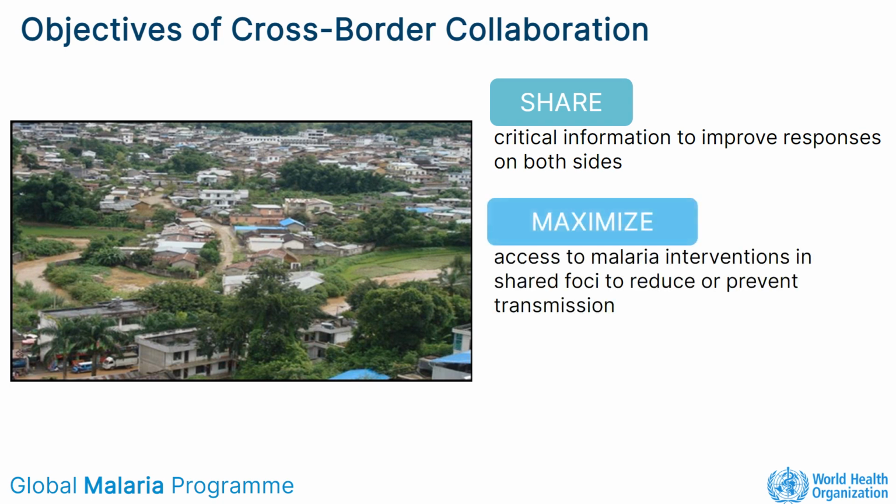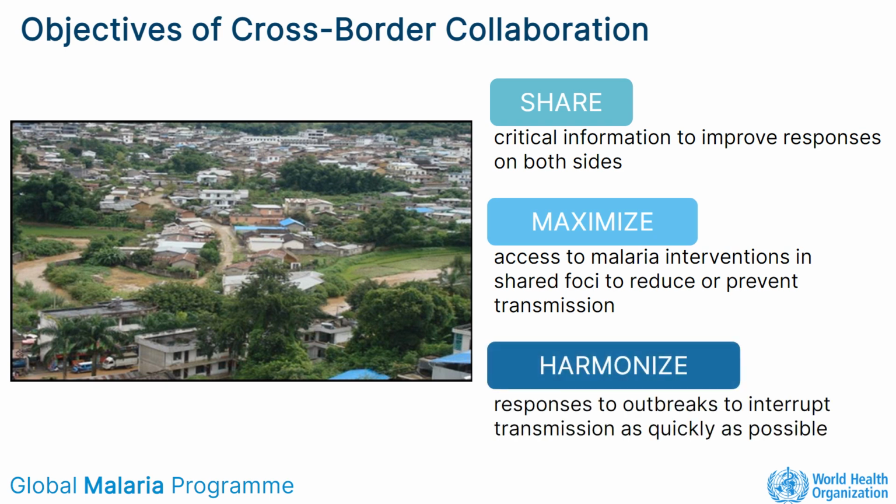Second, both countries should commit to maximizing access to malaria interventions in areas that share populations of mosquitoes and humans. If interventions are implemented on only one side of a shared focus, then the effective coverage is significantly reduced because a portion of the population is not covered. Third, when there are outbreaks or epidemics crossing borders, all affected countries should harmonize their responses to effectively interrupt transmission and quell the outbreak as quickly as possible.